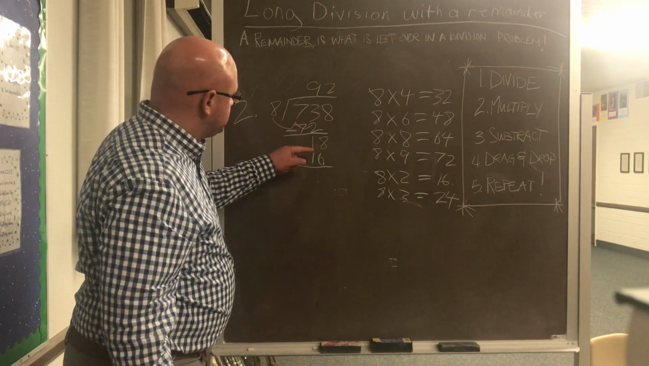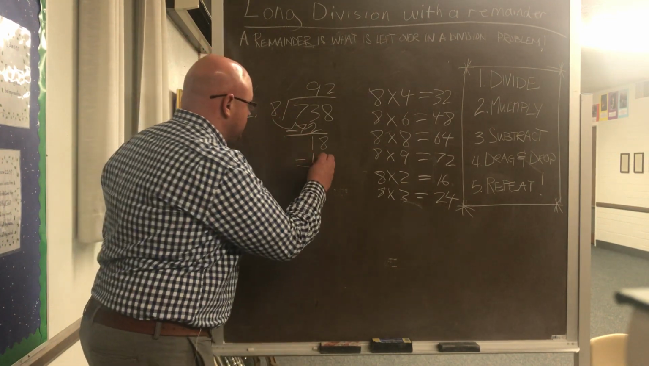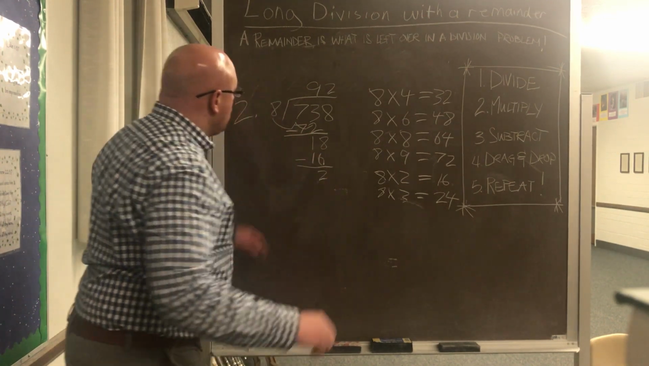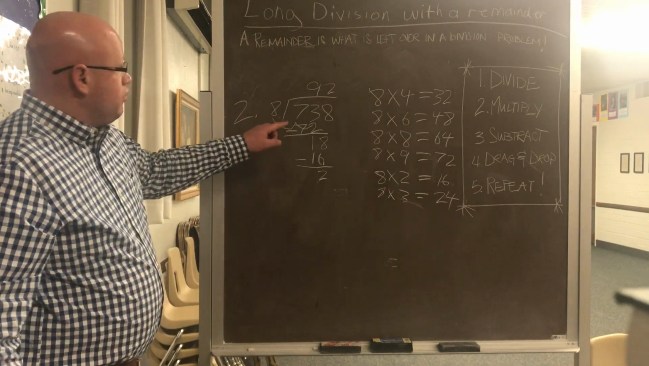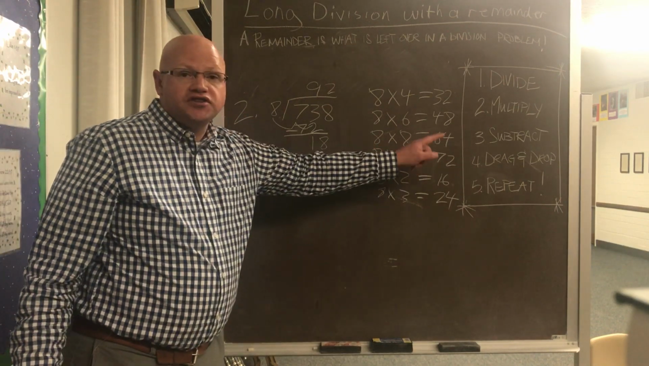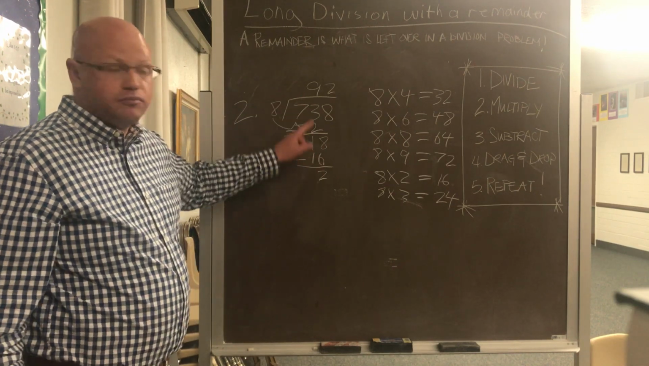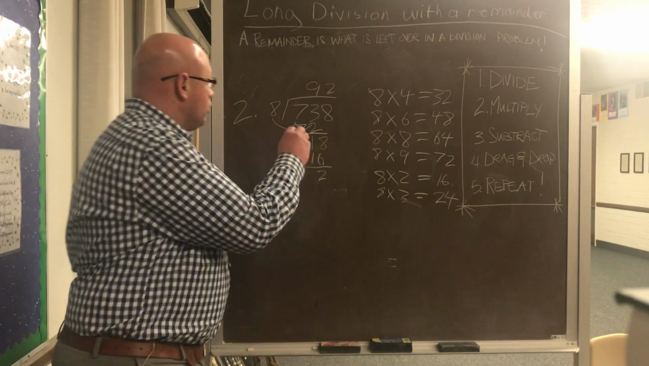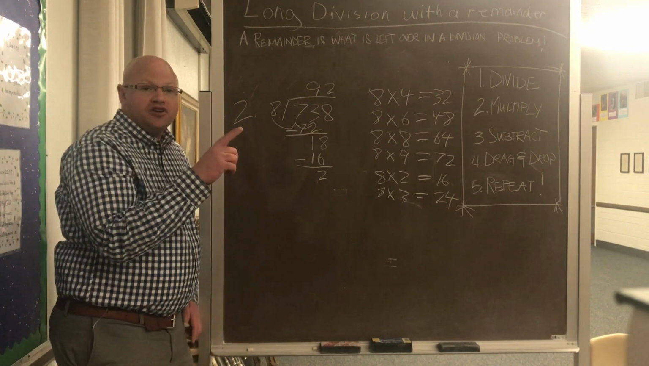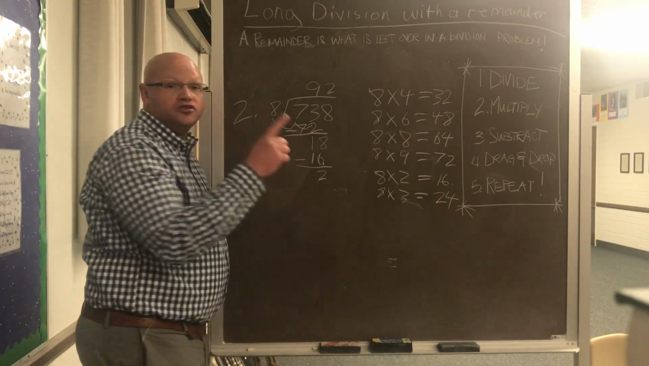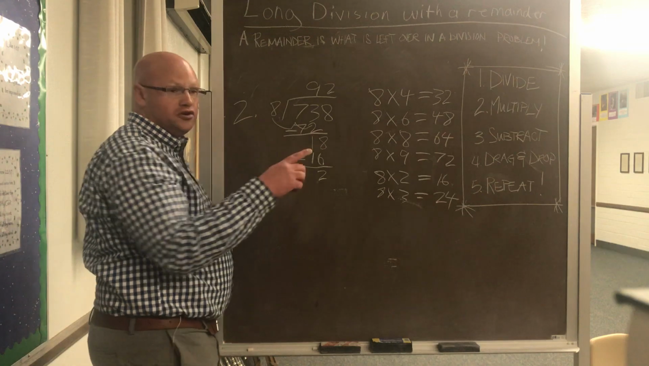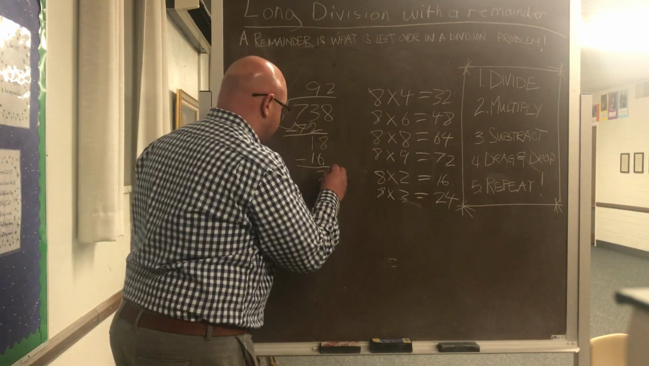And 16 subtract 18 is 2. So we can't go into step 4 because there are no numbers to drag or drop. So our remainder is number 2. It looks like our remainder is number 2, but let's find out if it is.